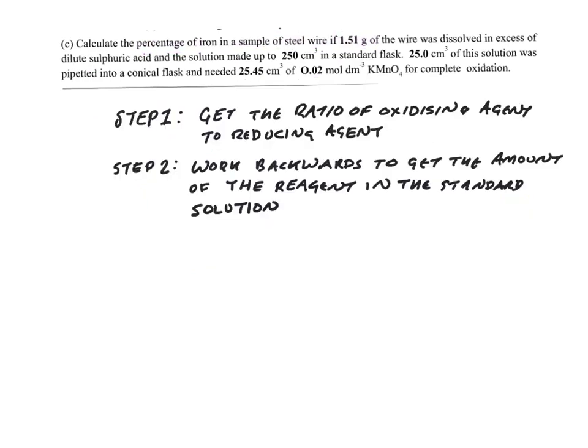The first step that you must do in any redox titration is to get the ratio of the oxidizing agent to the reducing agent. In this case, the oxidizing agent was manganate 7, and for every 1 manganate 7, there were 5 moles of Fe2+. The next step is to work backwards. We work backwards because that always tells us the most information, because we've got a volume and we've got a concentration. So in our standard solution of manganate, we know the exact number of moles, because that is equal to the concentration times the volume.